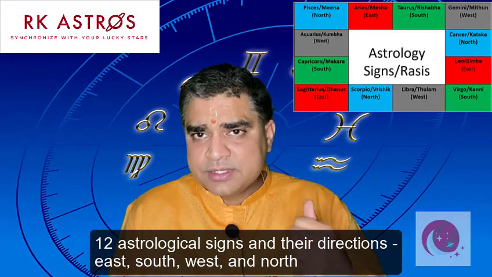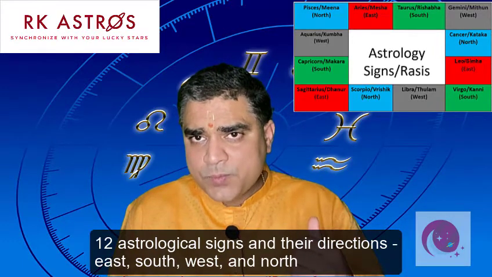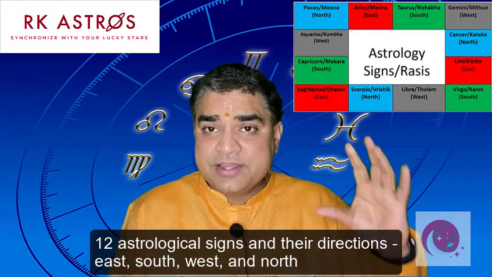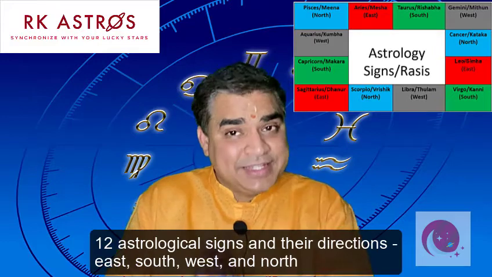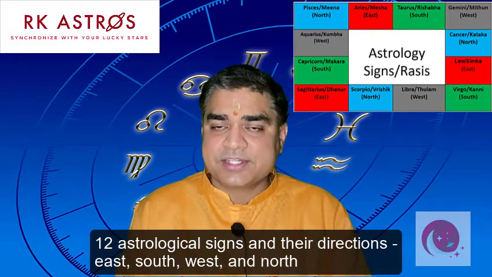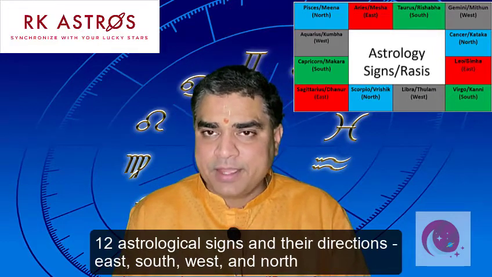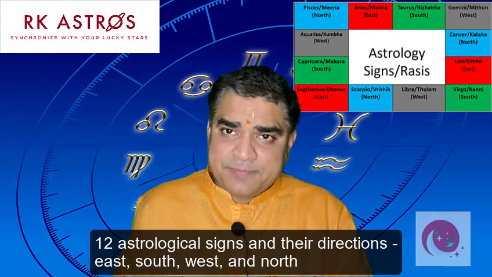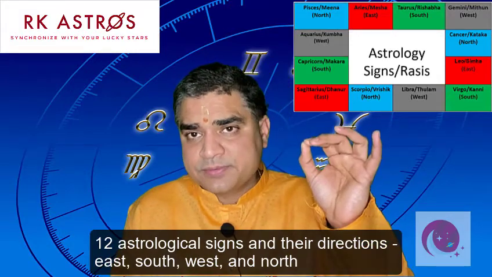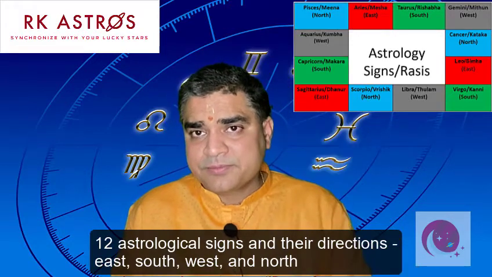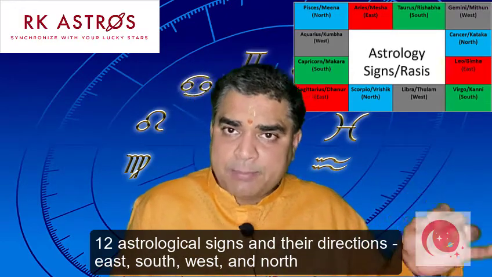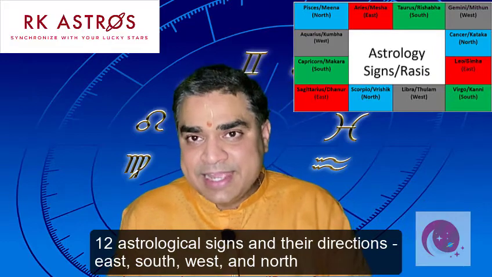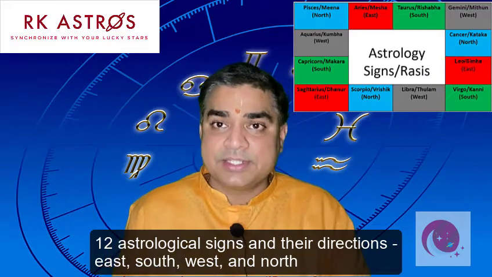Aries, Leo, and Sagittarius form the eastern directions, or they indicate the eastern directions. Okay? Then Taurus or Rishabam, Virgo or Kanni, and Capricorn or Makaram, they indicate the southern direction, the south.